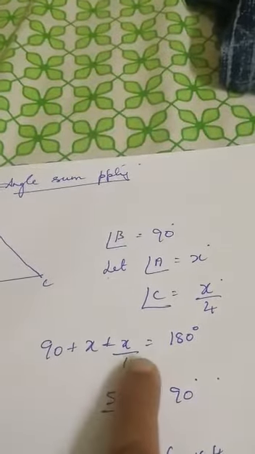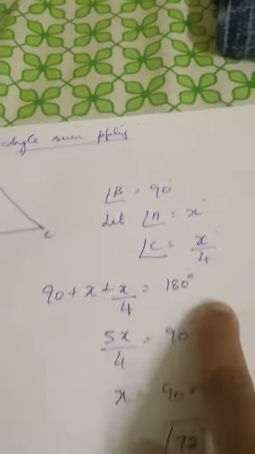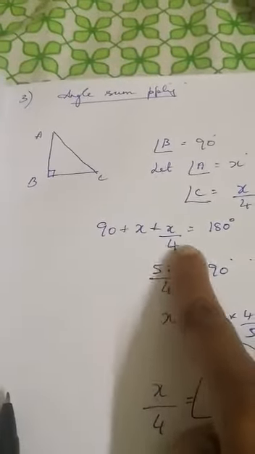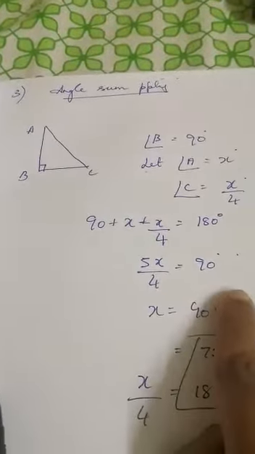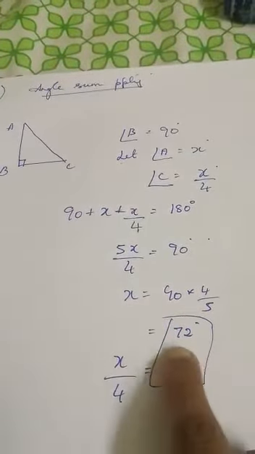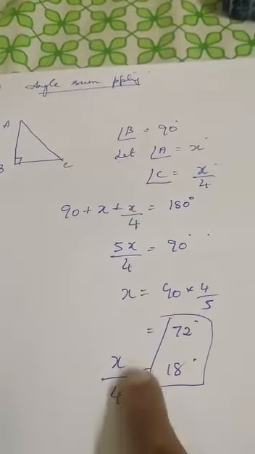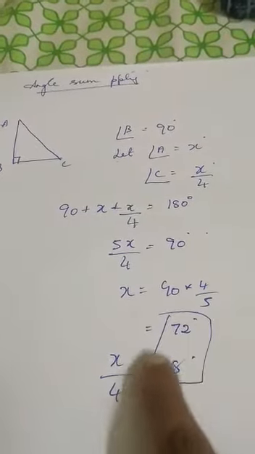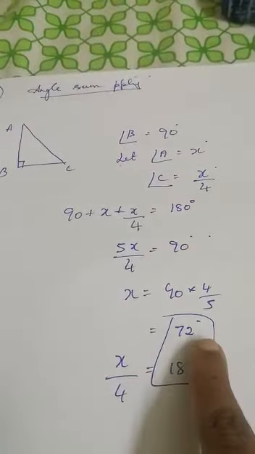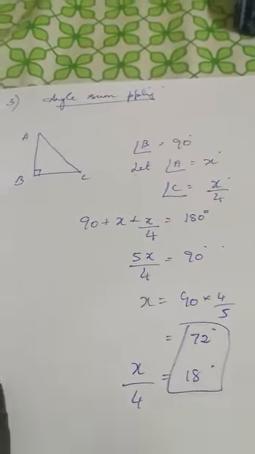Use the angle sum property here. 90 plus x plus x by 4 is 180. So when you take LCM, 5x by 4 is 90 degree. From there you find the value of x as 72. So 1/4 of x is 18. So the other two acute angles are 72 and 18 degree.